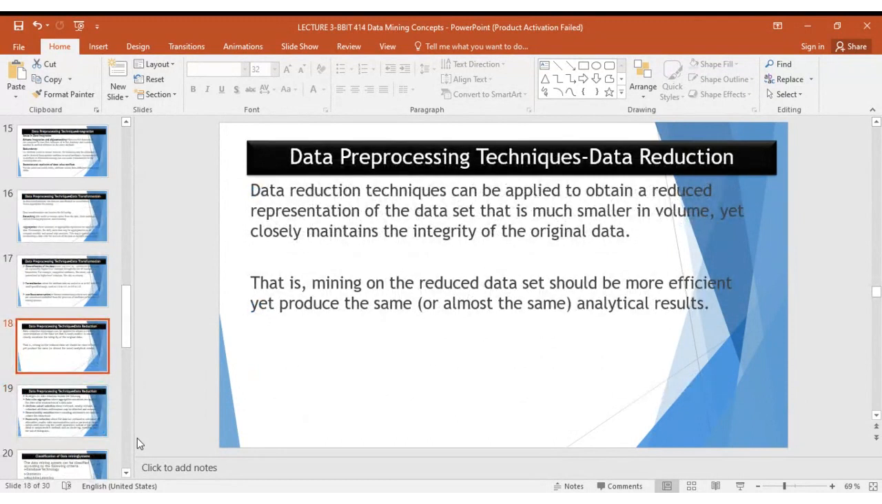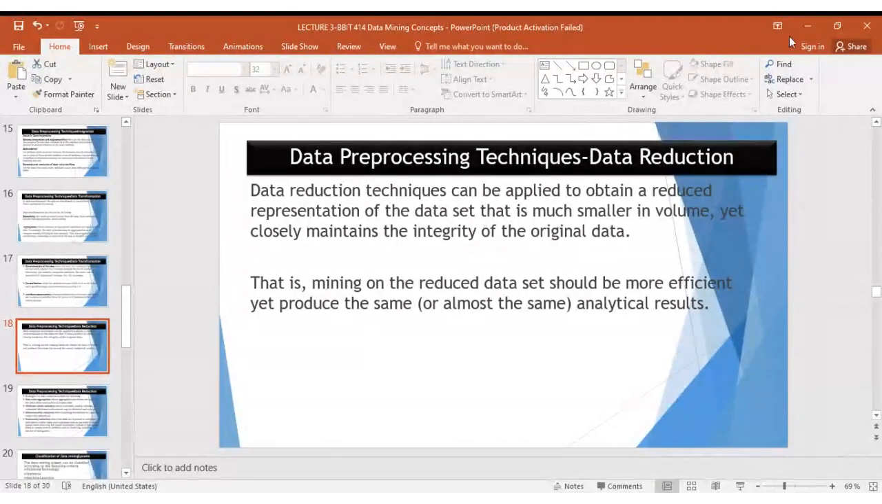Data reduction is the set of techniques that can be applied to obtain a reduced representation of the data set that is much smaller in volume, yet closely maintains the integrity of the original data.